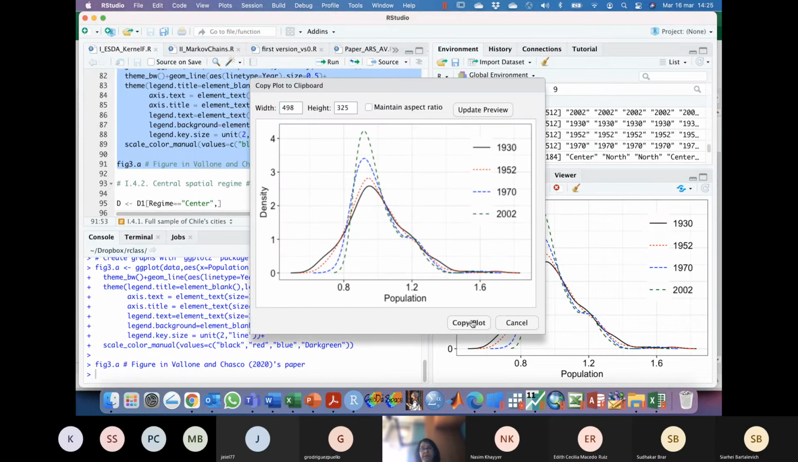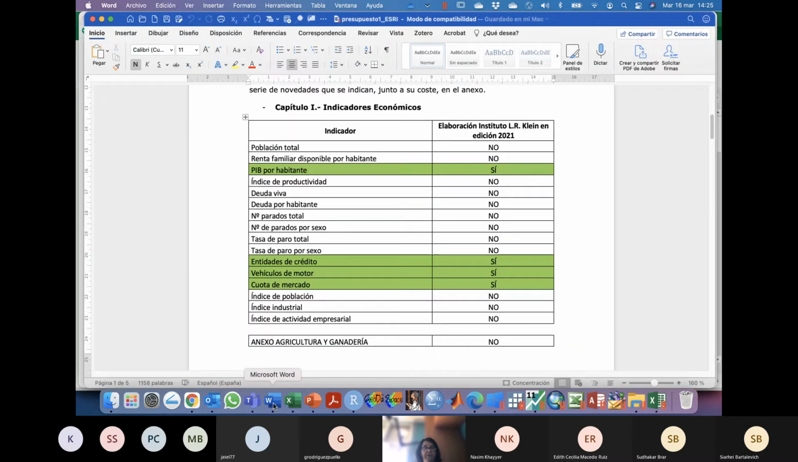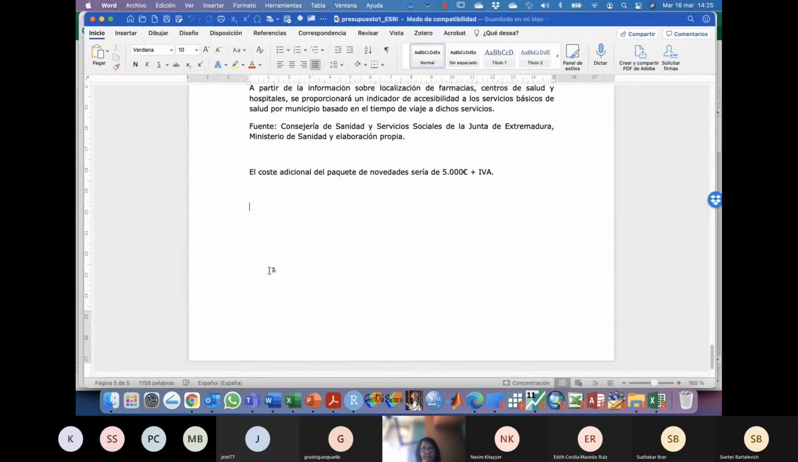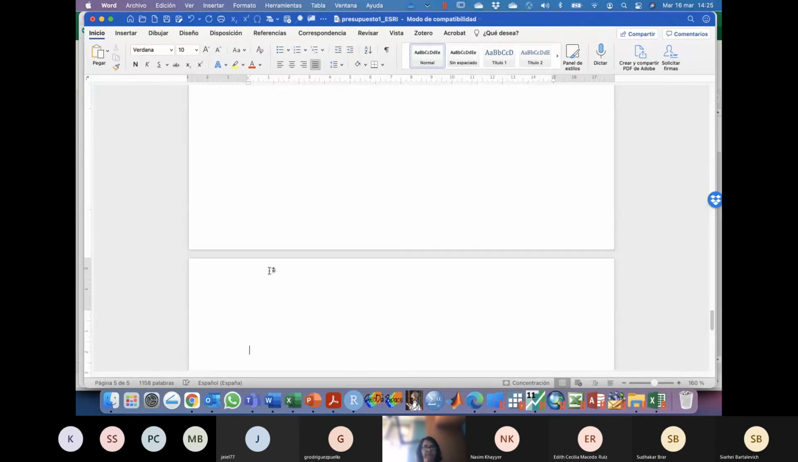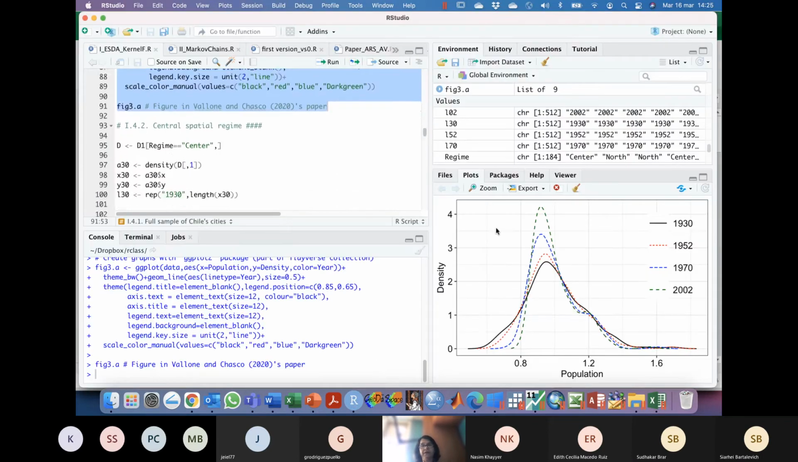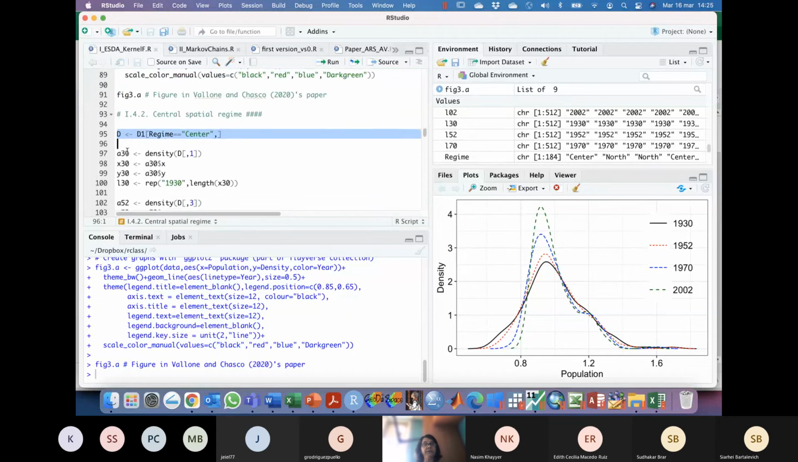Okay, copy plot and paste. Paste here. Okay. I suppose that you know how to deal with this, but if not, this is the way of copying a chart here. And you can do the same with the central spatial regime.